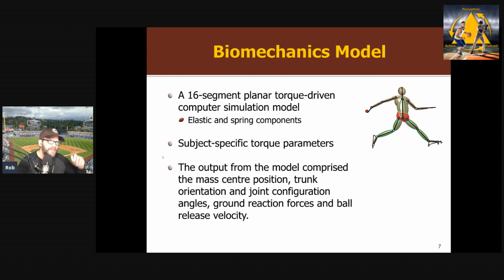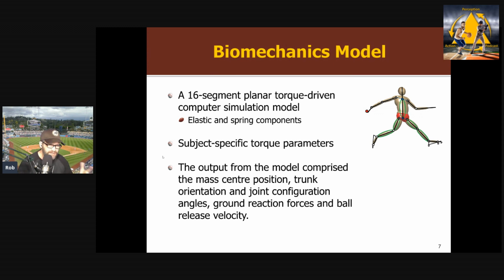Within this model, they input those subject specific parameters, right? What's the maximum torque you can generate, how long is your arm segment, and so on? And what the model outputs is the positions and joint configurations, the force you generate, the ground reaction force when you land, for example, and you push off. And most importantly, the key performance parameter we're going to look at is the release velocity. How fast is the ball going when it leaves your hand?